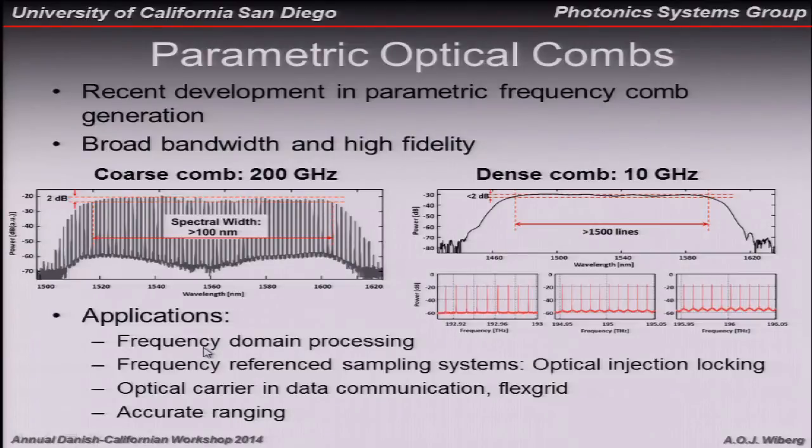And there are so many applications you can use these combs for, and a few of them here is that I will show later, frequency domain processing. You can reference sampling systems. You can, of course, see this as carriers for a communication system. And if you have a dense comb, you can think of flex grid. You can also use 2 combs for ranging. And I guess you probably have other applications that could be used for these combs as well.